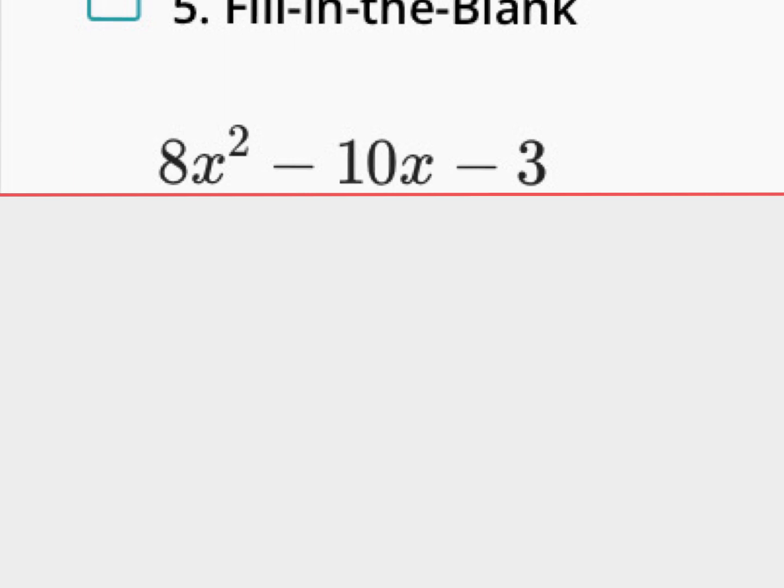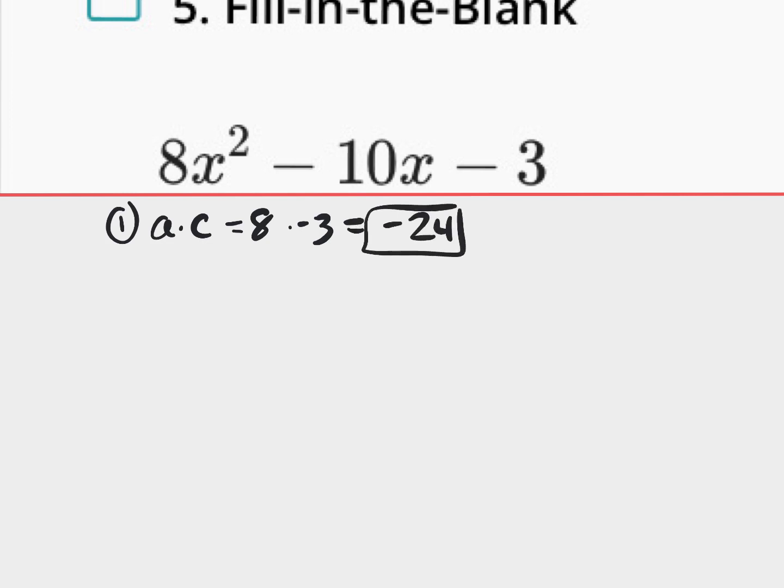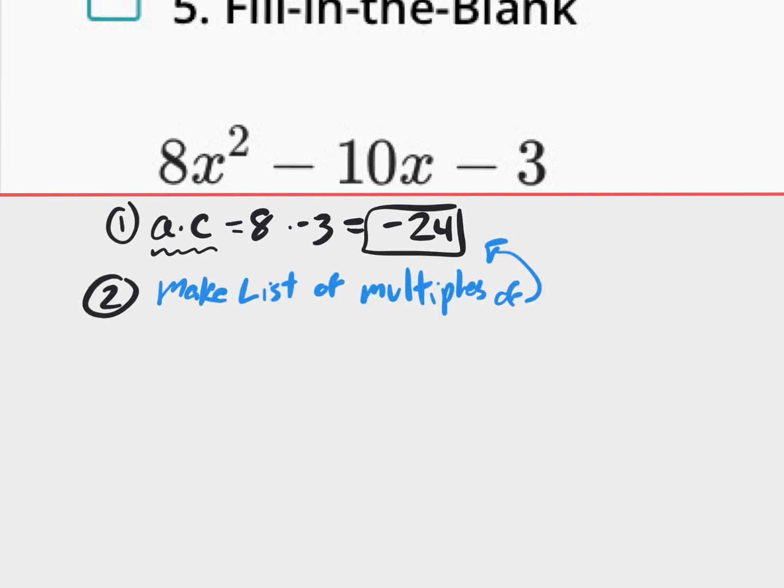This is finally that type of question where you do that multi-step process of factoring when your a value is not 1. Step 1 is to multiply a times c, okay, and a is 8 and c is negative 3, which gives you negative 24. Okay, so that is step 1, multiplying a times c. Step 2 is to make a list of the multiples of that answer, negative 24. Okay, so let's do that. Here's my list. Negative 1 times 24, negative 2 times 12, negative 3 times 8, negative 4 times 6.